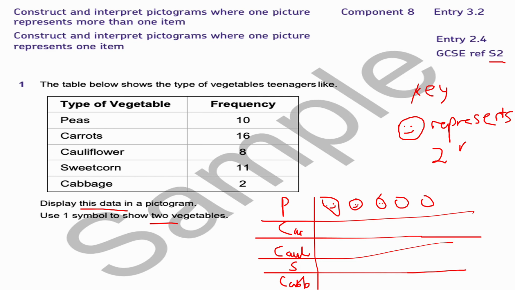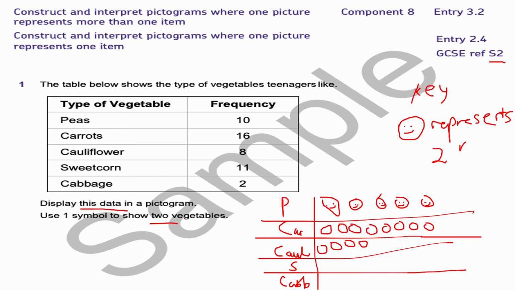Okay. The next one, I've got 16. Well, 16 divided by 2 is 8. So I'll need 8 circles for carrots. So 1, 2, 3, 4, 5, 6, 7, and 8. Okay. And then cauliflower, I'm going to need 8 divided by 2, which is 4. So 2, 4, 6, 8.